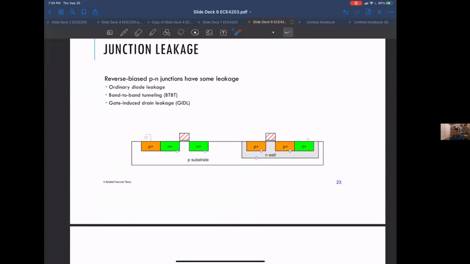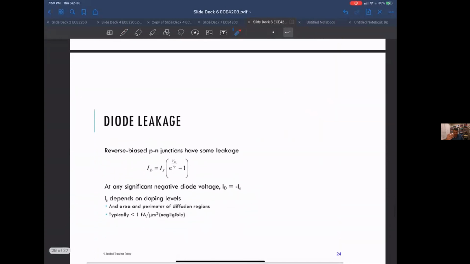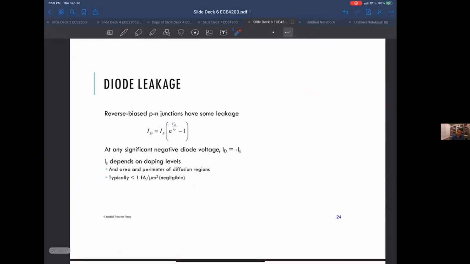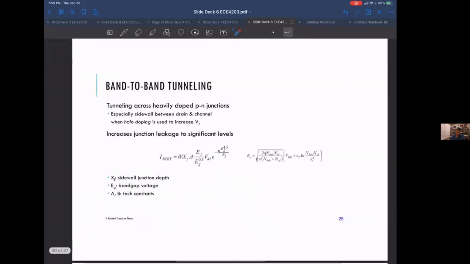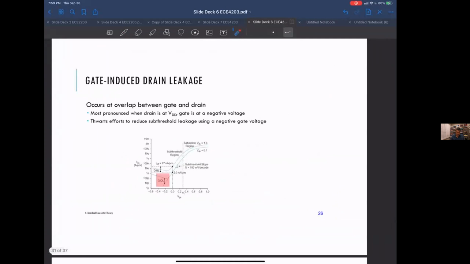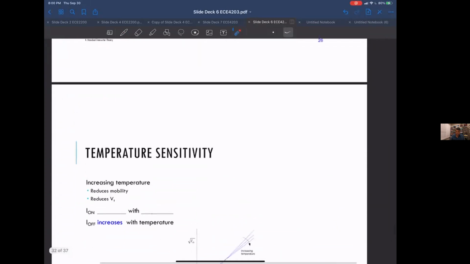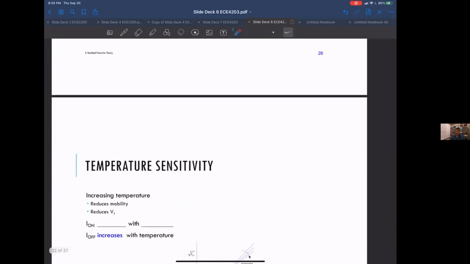The other types of leakage are just the drain-source junctions, which are reverse-biased junctions, where you get some diode leakage and so on. But again, it ends up being fairly small. You also get band-to-band tunneling and all this stuff. Most of the time these things end up being fairly small, and you can just worry about the subthreshold leakage.